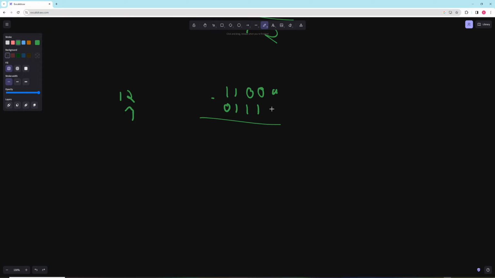This is A and this is B. The only time you need to borrow is if you have a 0 at the top and a 1 on the bottom. That means you don't have enough. So if you borrow, your 0 becomes a 2, right? You're essentially adding 10, but in binary, you can't add 10. You can only add 2.